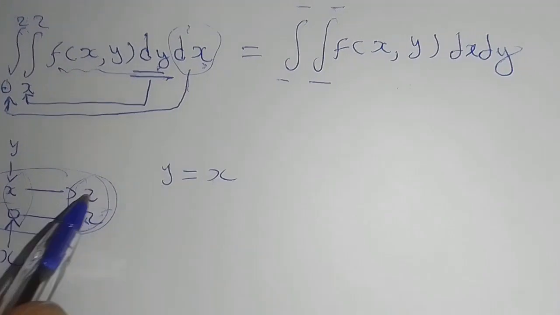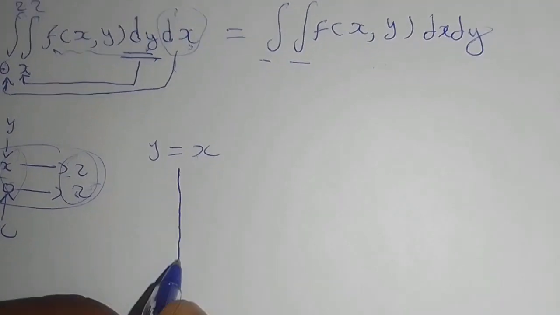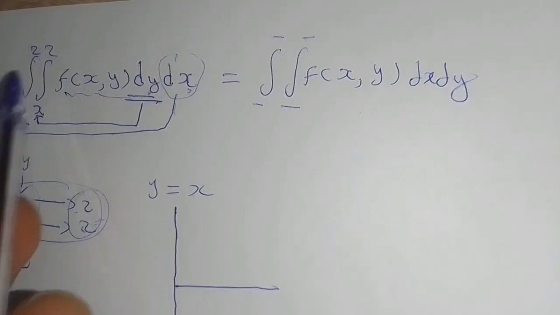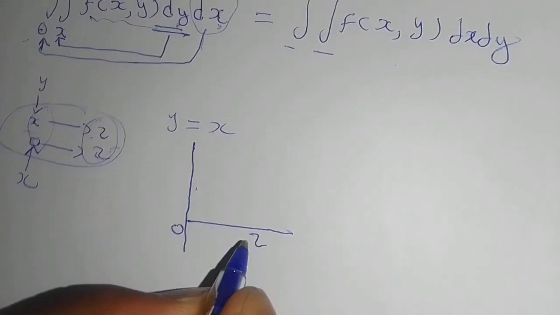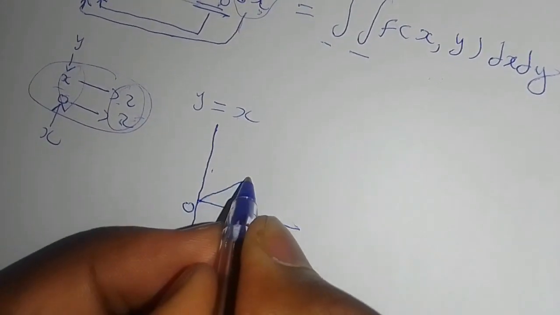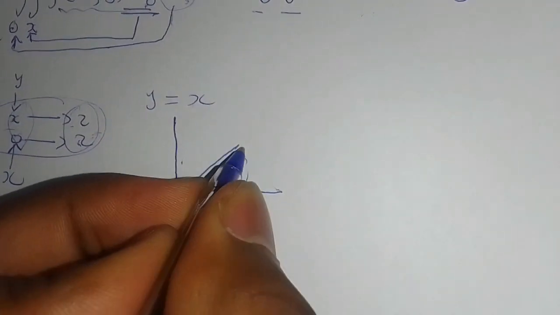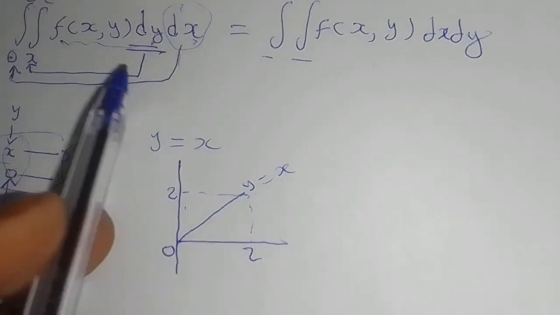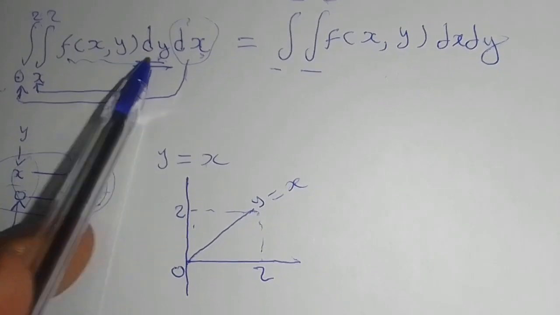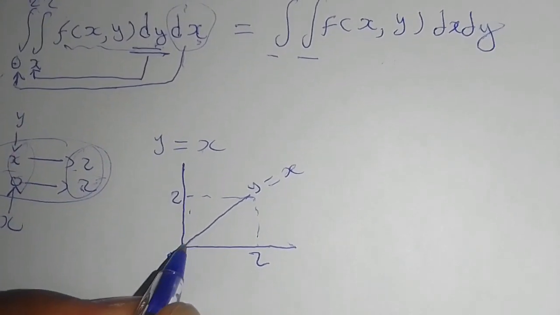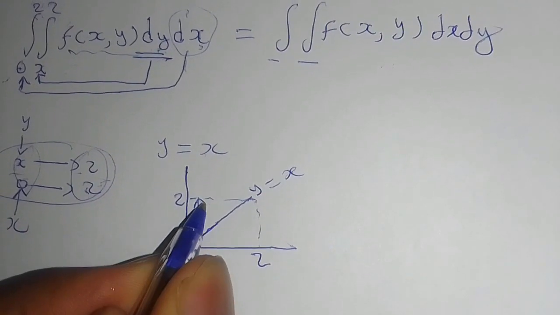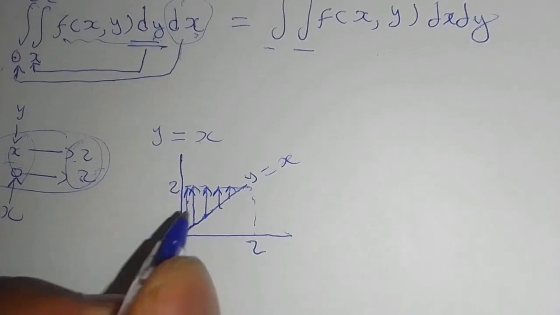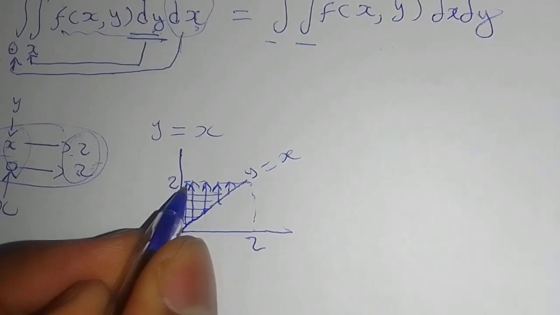So remember, these two must technically agree with each other. So we're going to graph our function y equals x for the interval where x goes from 0 to 2. So this is technically our function like that, and then here you'll have 2 there. So this is the graph y equals x. And from this integral here, it states that y goes from x to 2. This is the line x, and y goes from x to 2. So we're basically looking at this region from our function here, and x goes from 0 to 2. So we basically have this region here.